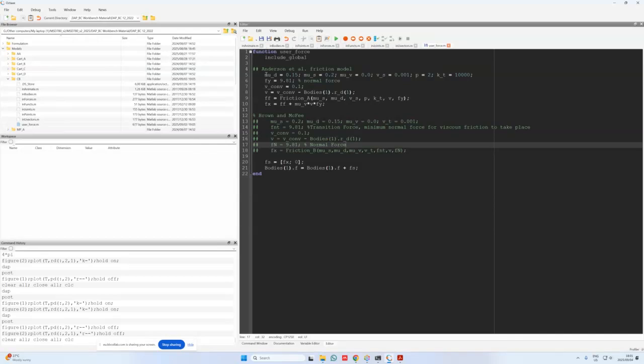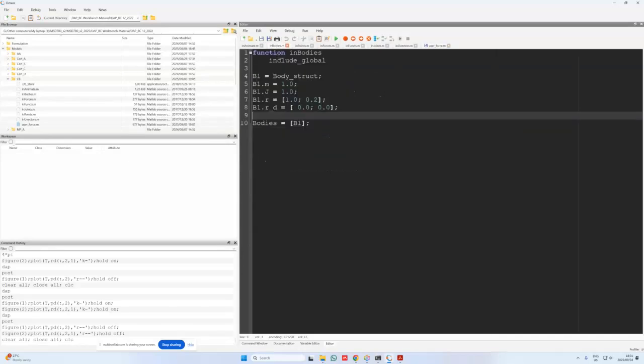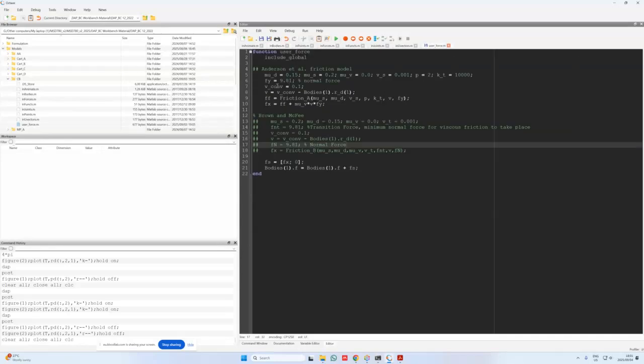All right, so what you'll notice is I first give all of the inputs that I received for the problem. So mu d, mu s, mu v, the sliding velocity vs, p, k underscore t, and then fy, which is just the normal force acting on the system. I know that the normal force will just be the mass multiplied by the gravitational constant. The mass of the body is 1 kilogram. So it's 1 multiplied by 9.81, and that's how I get the 9.81 newtons in this case. I then also have the conveyor speed, which is given as 0.1 meters per second.